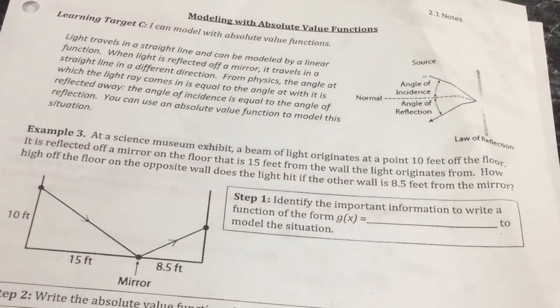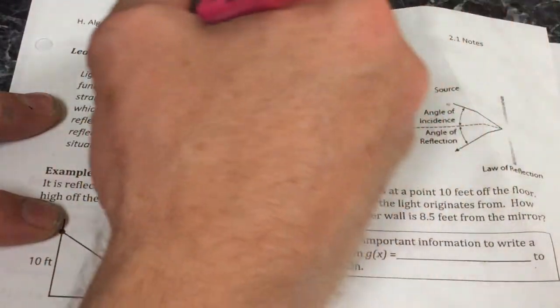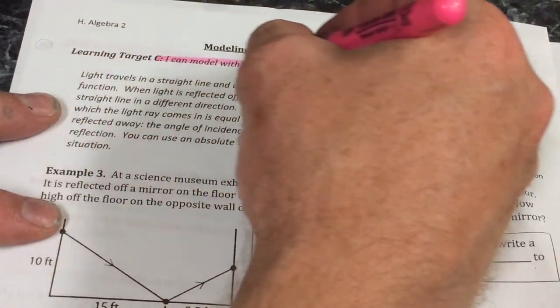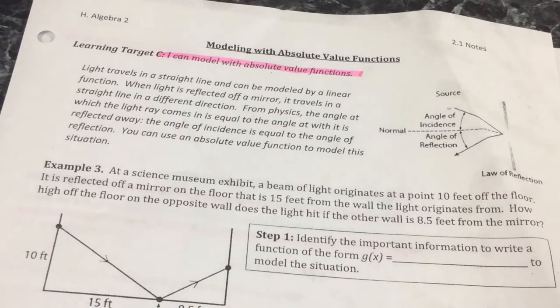All right, we got one more thing to do here. We're going to do learn and target C here, which is I can model with absolute value functions. Our goal is to take some sort of real life situation, which we're going to do with example 3 down here, and I'll flesh it out for you and model it with an absolute value.